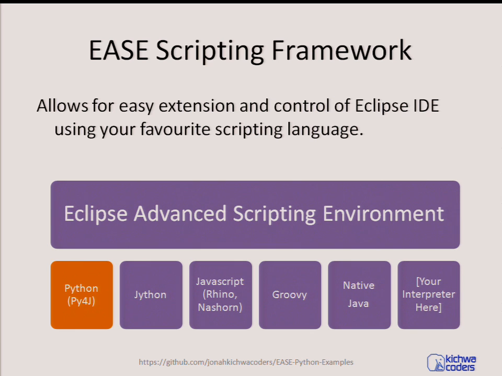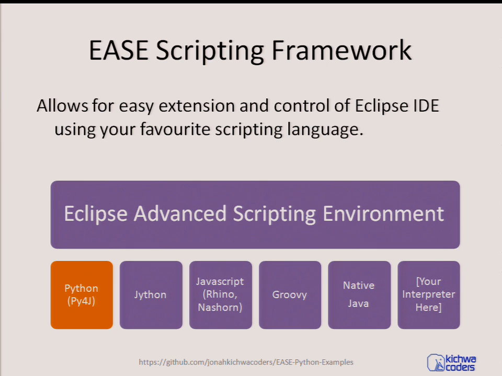Okay, so if we start with a bit of background on the project. The Eclipse Advanced Scripting Environment was a general framework that Christian had put together. And the idea was that you could plug in whatever scripting language you wanted to have. You could, in the spirit of Eclipse, extend it with whatever language you wanted. Originally, it was designed with JavaScript in mind, so the very first implementations were with JavaScript.